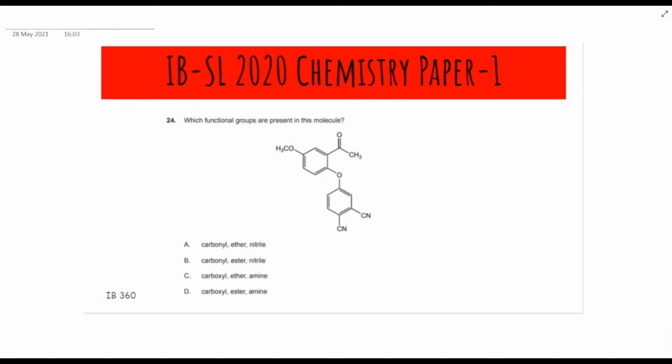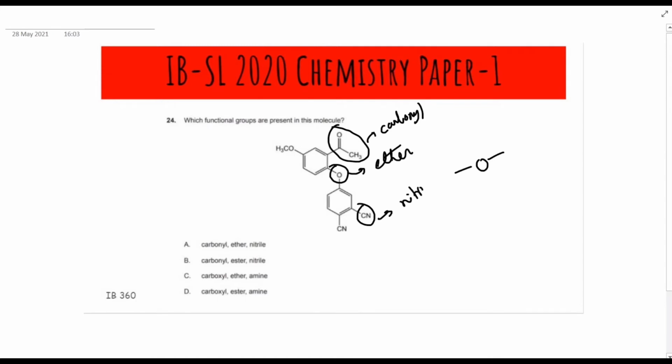Now on question 24, we need to find out which functional groups are present in this molecule. Firstly, let's identify the functional groups. We have CN here, which is a functional group, and we have these other groups. Firstly, this is a ketone group, and a ketone is basically a carbonyl group. This linkage is known as an ether linkage, so this is an ether. And CN is basically a nitrile group. So option A is the correct answer to this question.